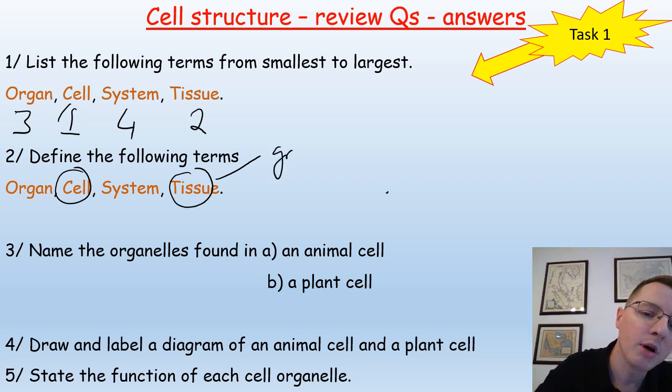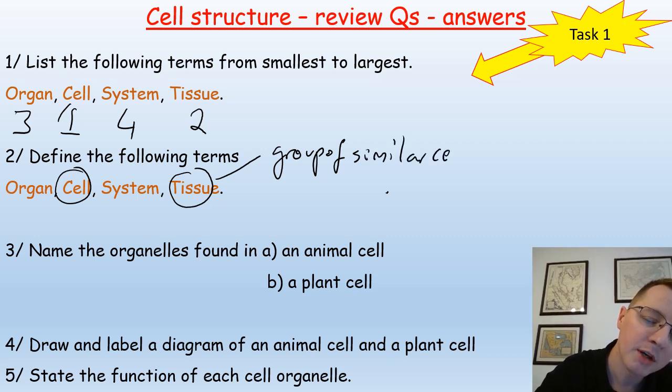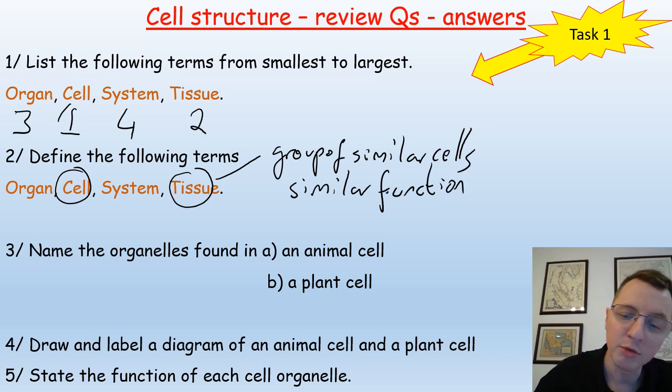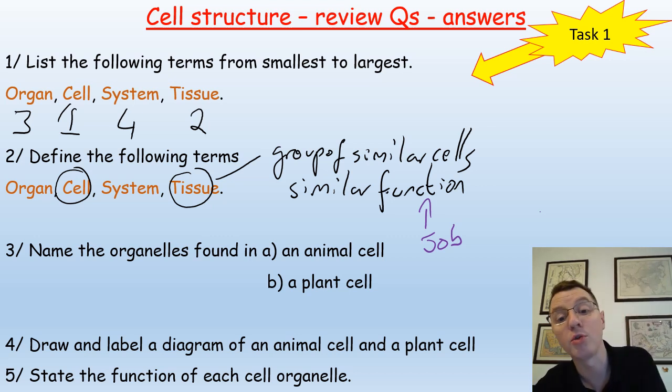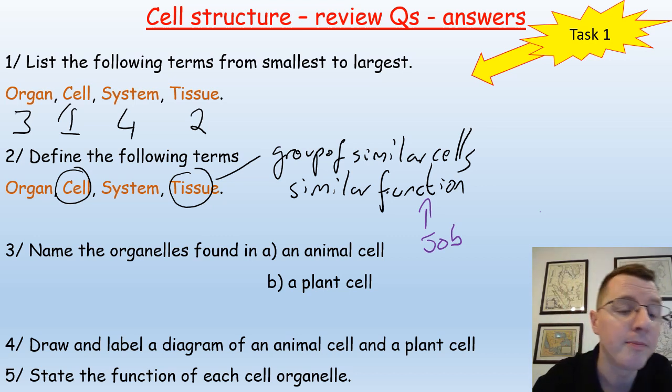A tissue is a group of similar cells with a similar function. Now, if you're uncertain of what that word function means, it means job. So a group of similar cells with a similar function or job.